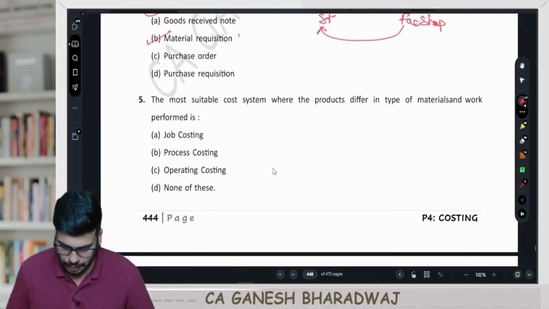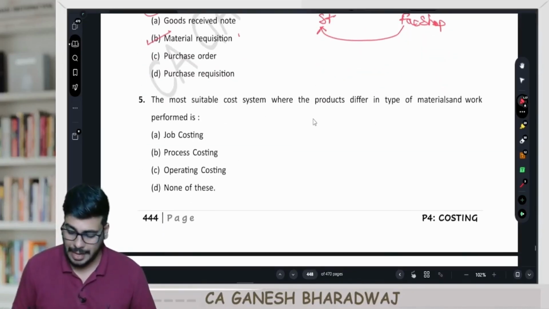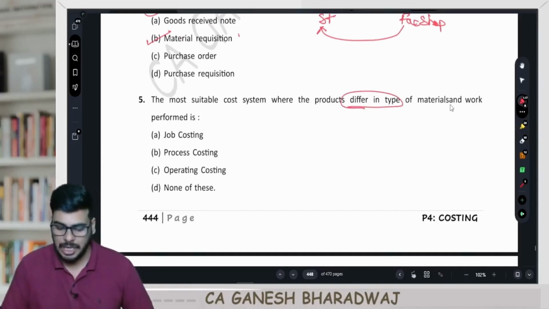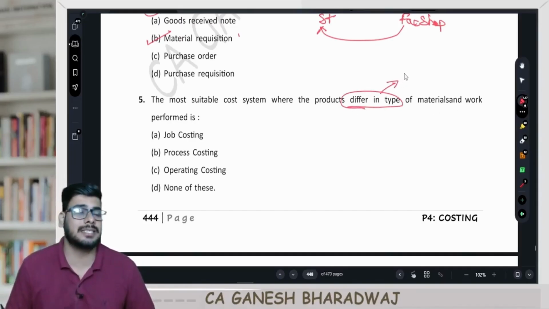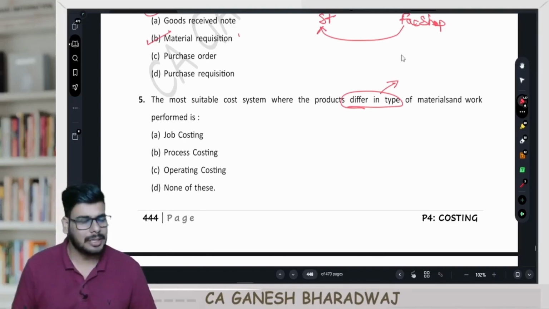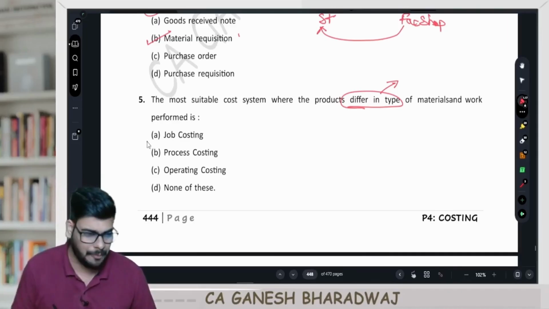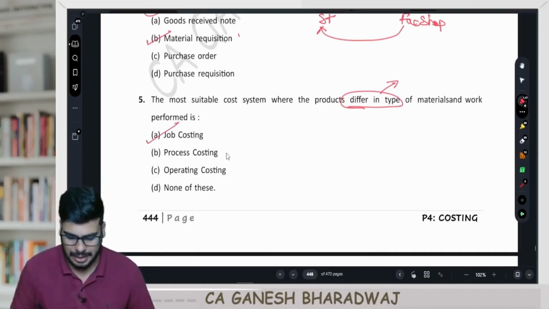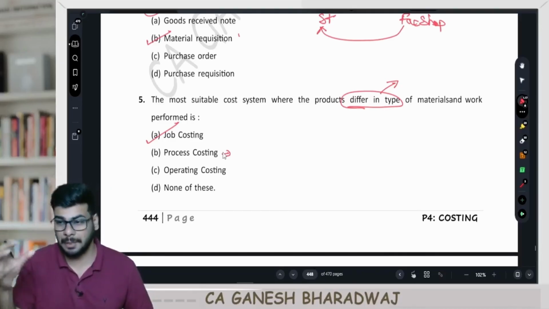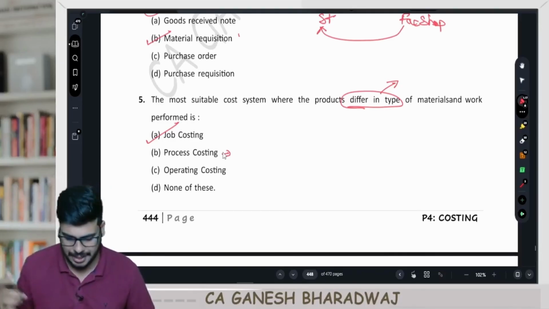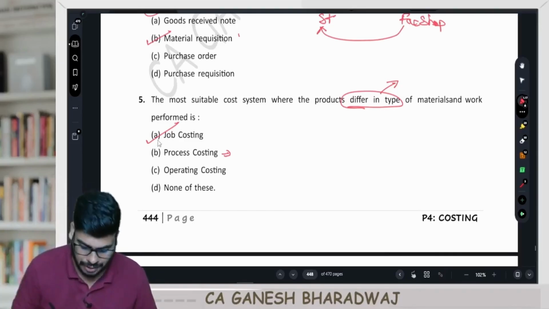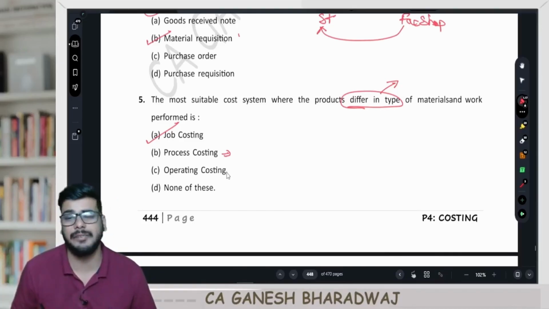Next. The most suitable cost system where the products differ in type of materials and work performed is. Now, differ in type means what? It is customer specific, or in other words, heterogeneous, not homogeneous. Which is the costing system that you use? Obviously, it's going to be job costing. Clear with this? Process costing, we'll be seeing, is generally used in industries which are process driven. What do you mean by that? We will be seeing that later. Operating costing, obviously not. It is something that we are yet to see. Operating costing is nothing but service costing.